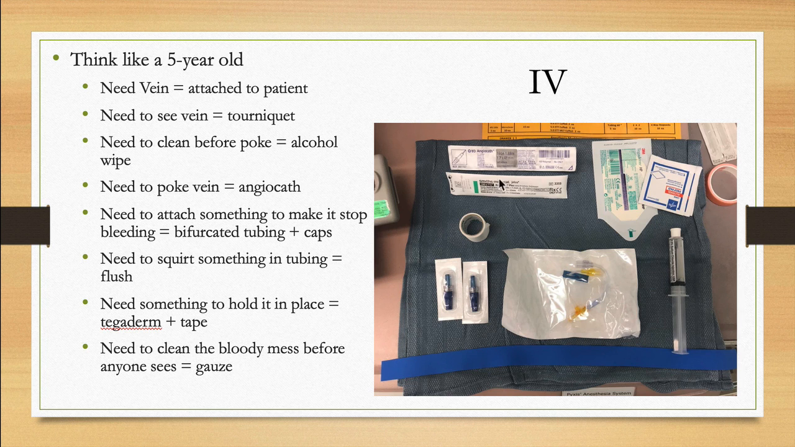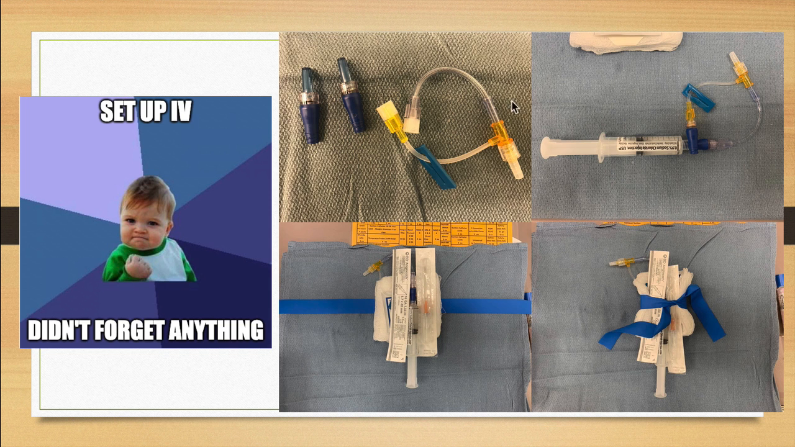And looking at this picture, we have a couple different size angiocaths, a tegaderm, alcohol wipes. We have a saline syringe, bifurcated tubing with caps, and we'll get a closer look at that in just a moment, and a tourniquet. No gauze is present though. All right, so closer look at that bifurcated tubing and caps. This is what it looks like when you open it up. You have to unscrew these two parts of the blue caps, and screw them on like so. Blue cap here, blue cap here.